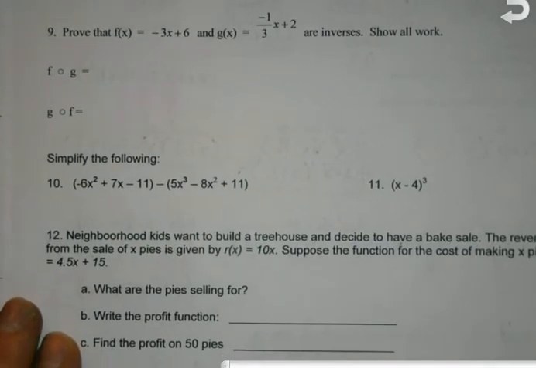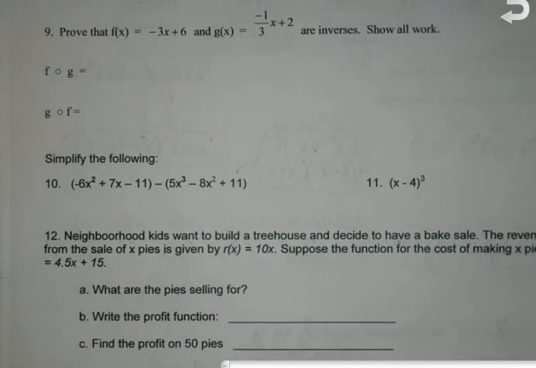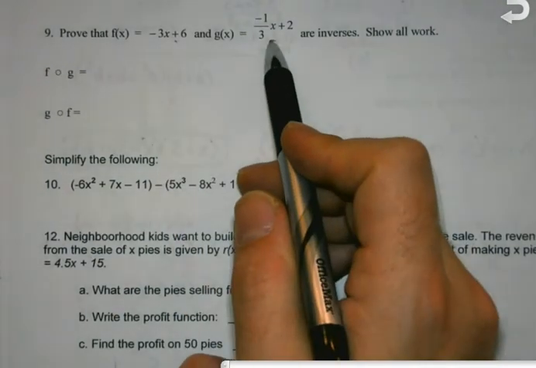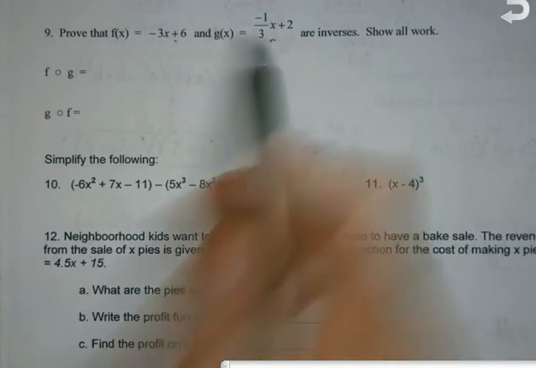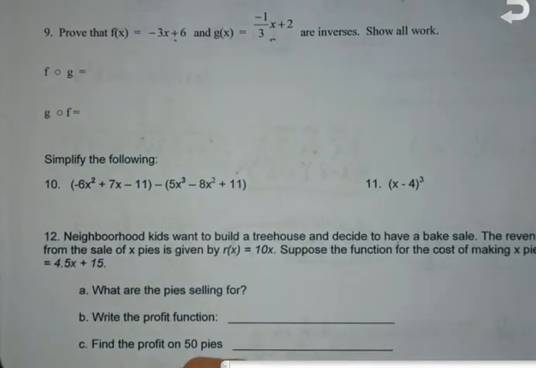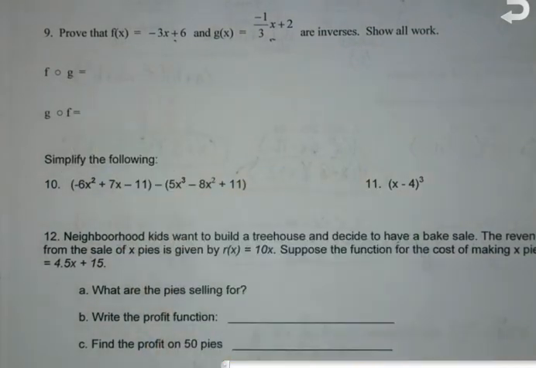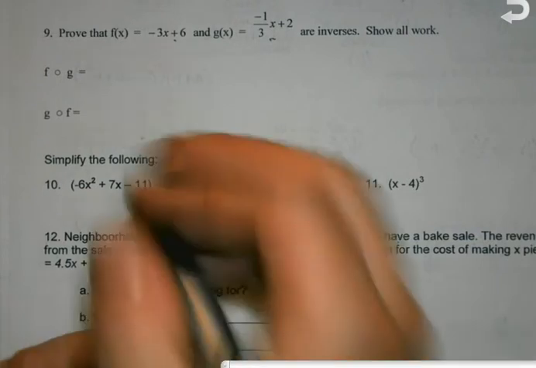Now, we have options here. Okay, prove that f of x and g of x are inverses. Show all work. Okay? One way that you can do that is by taking the inverse of this and seeing if you get this. We've done that before. Okay? That's an option. I'll actually put that down here in a minute. Your other option is to prove that f of g and g of f both come out to x at the end. And this is kind of some good practice, so we're going to look at it this way.